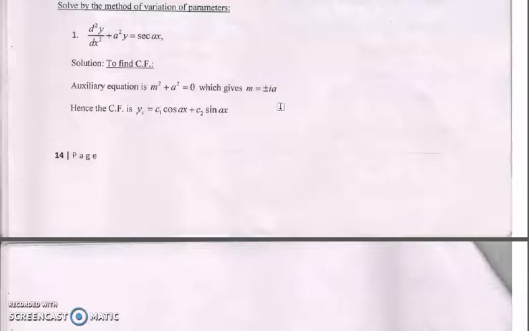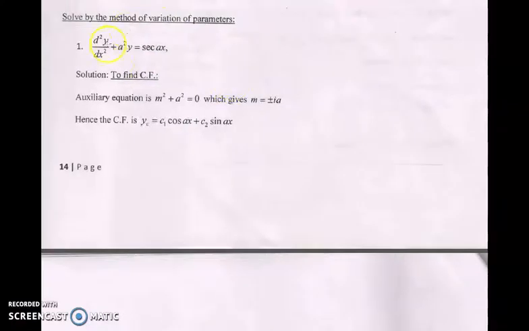procedure is going on. So it's the procedure. Here is an example: d2y/dx2 plus a square y equals sec ax. It's sec ax. So it's an example to relate to the previous lecture: d2y/dx2 plus a square y equals sec ax.